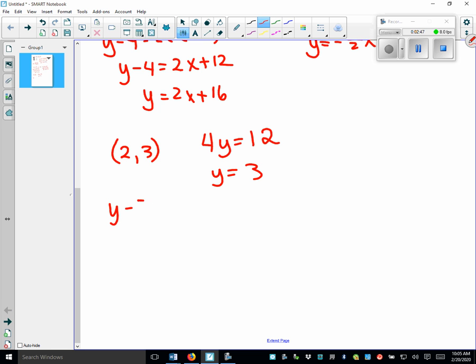Oh, I see what you're saying. So y must equal 3. Is that standard form? Yes. Standard form is x and y's on the left, numbers on the right, no fractions, and what's in front of x can't be negative. That is considered standard form because it's 0x.